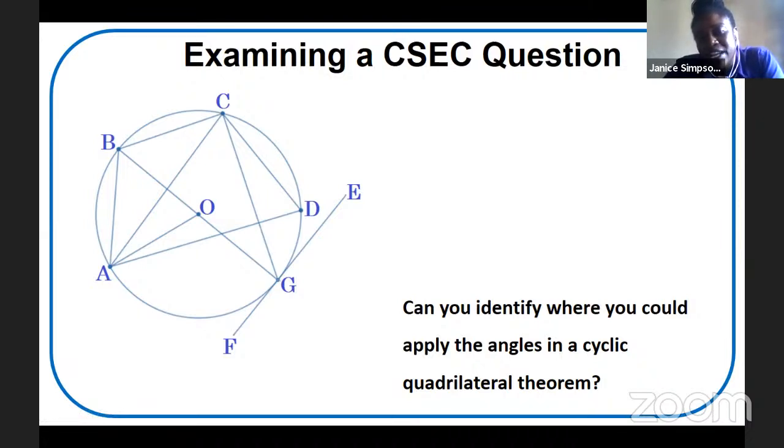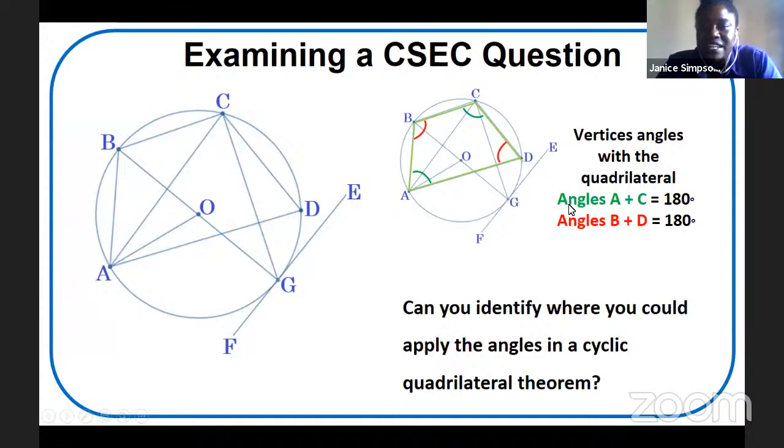I'm going to relabel it as B, C, D, G. But there's no line joining D. There's no chord going from D. We didn't draw a line for this diagram going from D to G. So that would not be a cyclic quadrilateral. All right.